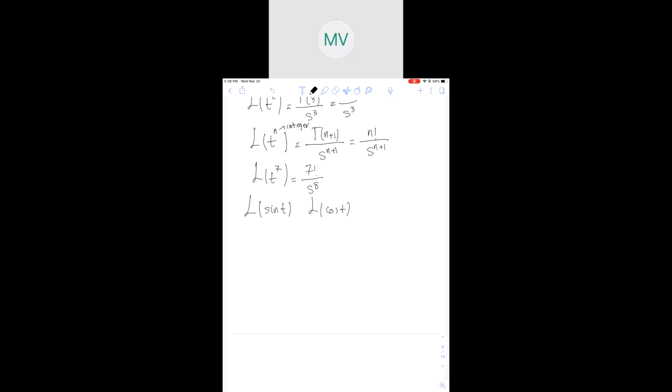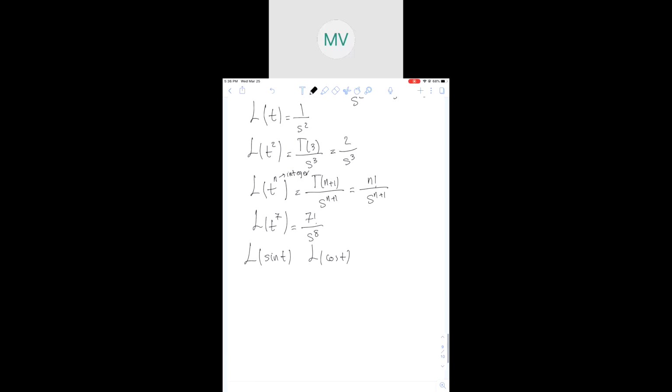Someone is saying 2 factorial. Which one are you talking about, Alex? You're talking about this one? Yeah, it is 2 factorial, correct, but 2 factorial is 2, so that's why I wrote 2. Sorry, I skipped a step.